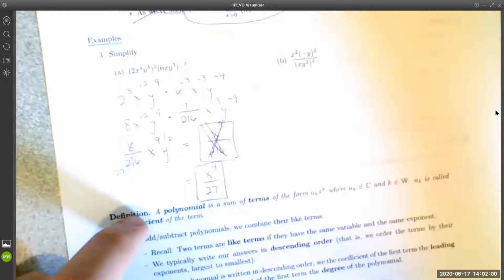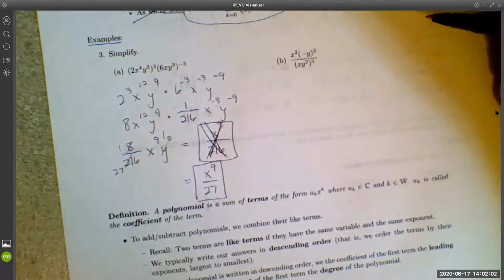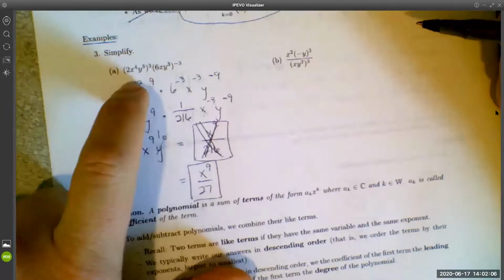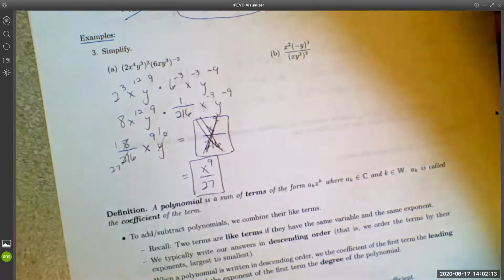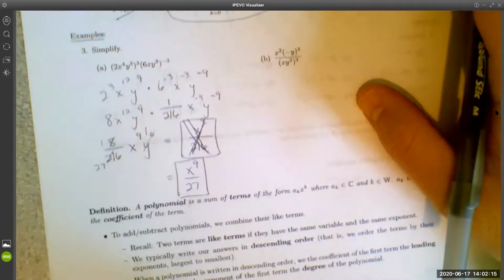Okay, so that's that. So you should be able to do things like this. It may take a little practice. Maybe you're a little bit rusty. That's okay. You'll have an opportunity to practice in the homework. Okay. Let's do another one.